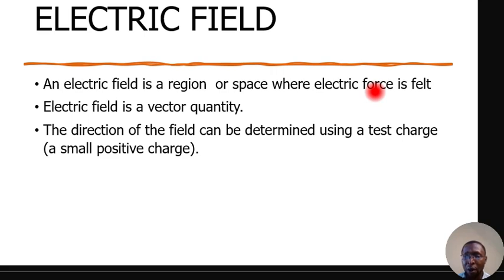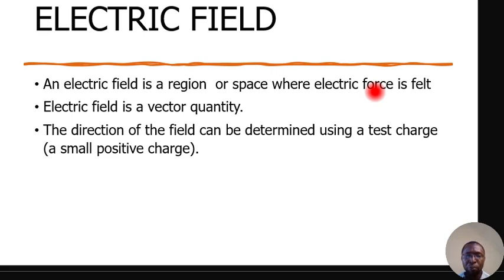And the common one we are familiar with in layman language is the transformer. When you go to the transformer, you will see a boundary placed around it that says out of bounds, because that boundary is full of what? Electric field. Anyone that enters into that field will be affected.